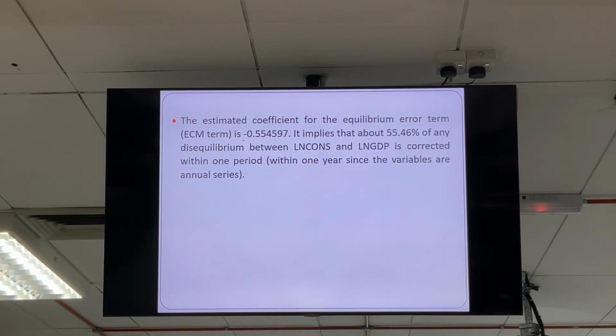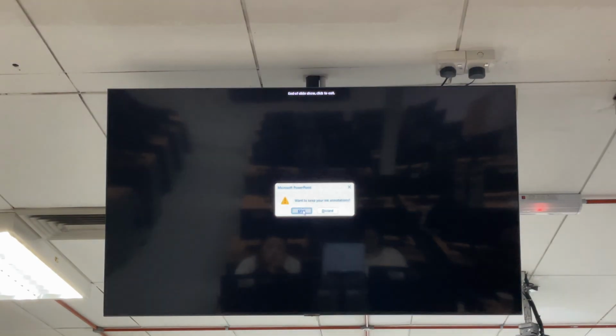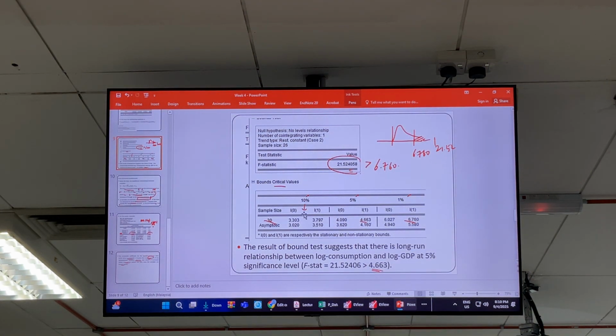Okay, so what can you expect? The ECT, the error correction term, is negative. 55.46% of the deviation is corrected within 1 period, right? It's within 1 year, since the variables are annual. So it's corrected within 1 period, within 1 year. So it's quite fast, right? 55.46%. So it's the speed of adjustment: how fast any disequilibrium between these two variables is corrected within 1 period. So this is how we interpret based on these error correction models.